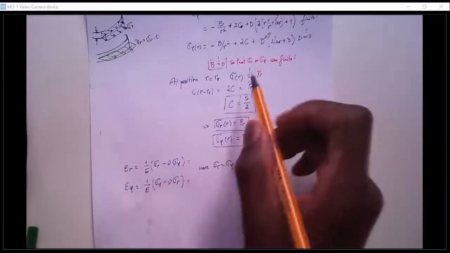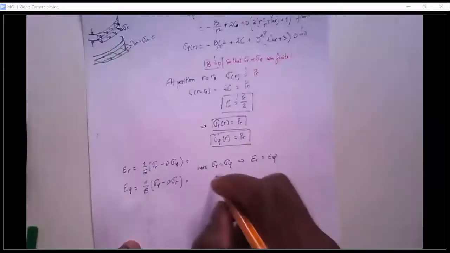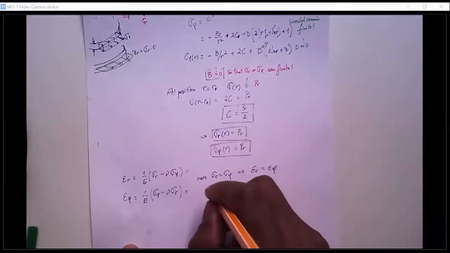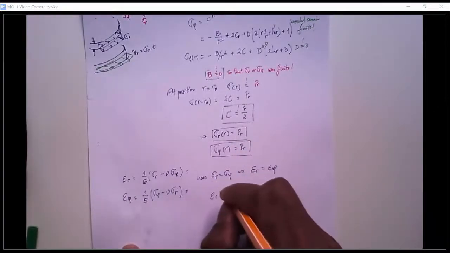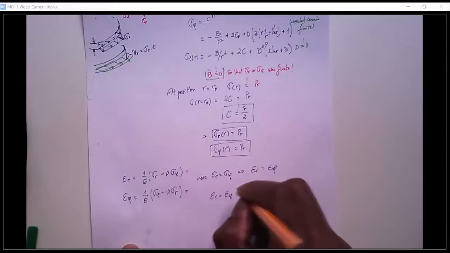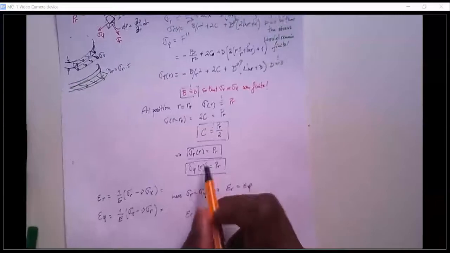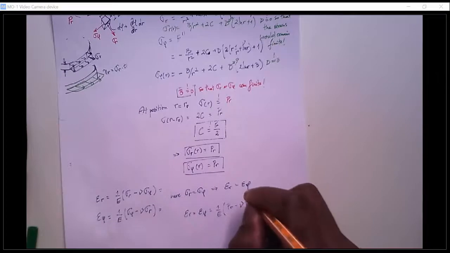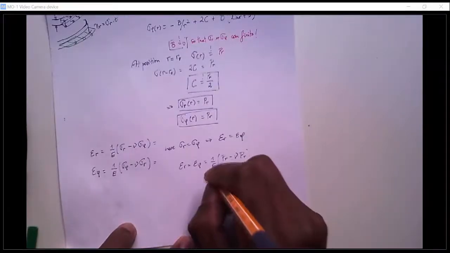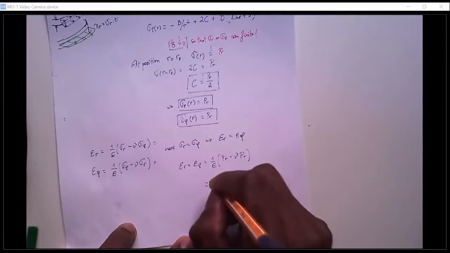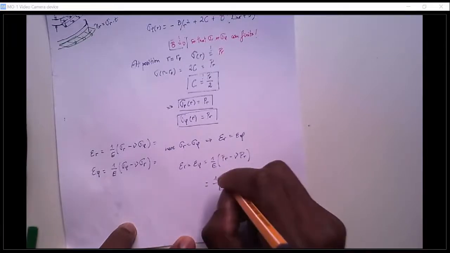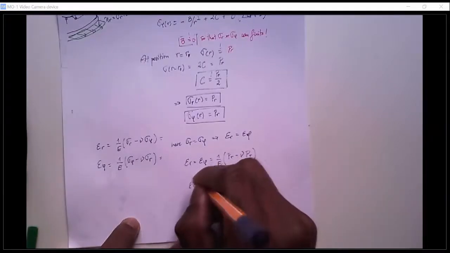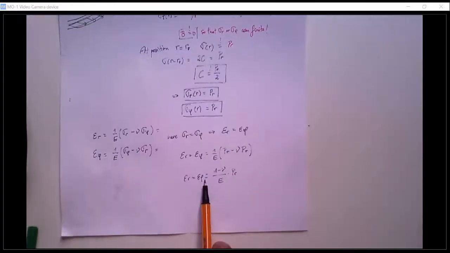We can just put into the formulas the values for sigma r and sigma phi that we just had. So epsilon r equals epsilon phi equals 1 divided by E times PR minus mu times PR again. So this is (1 minus mu) divided by Young's modulus times PR. Those are the strains.